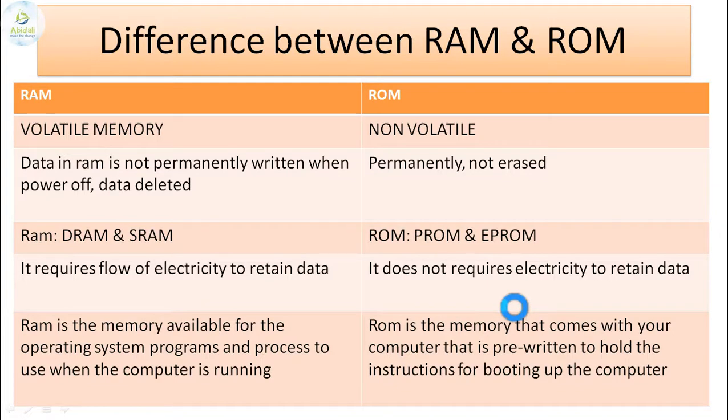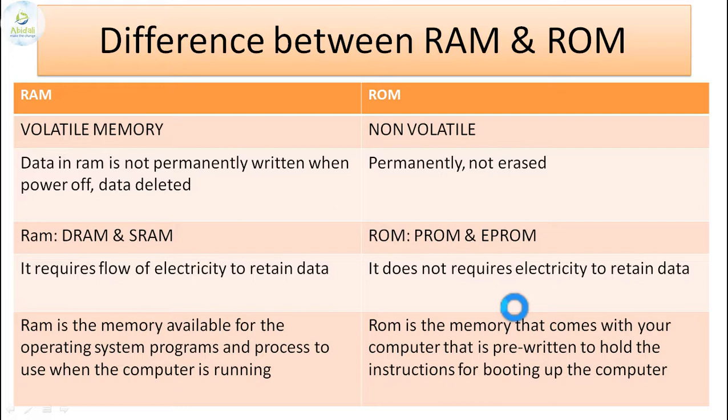Now the next major difference is in the primary memory, the RAM and the ROM. What is the difference? This is also an important question for 2 marks or 3 marks. RAM is volatile memory, that means the contents are erased when the power supply is off. ROM is non-volatile, the information is pre-burnt or written. So data in the RAM is not permanently written. When the power is off, the data will be deleted. That's the meaning of volatile and non-volatile. In ROM it is permanently stored, not erased. In special cases, it can be erased and customized.